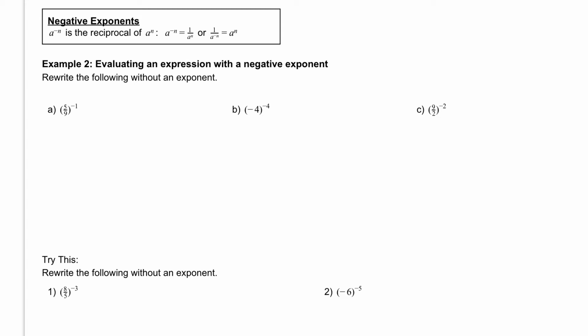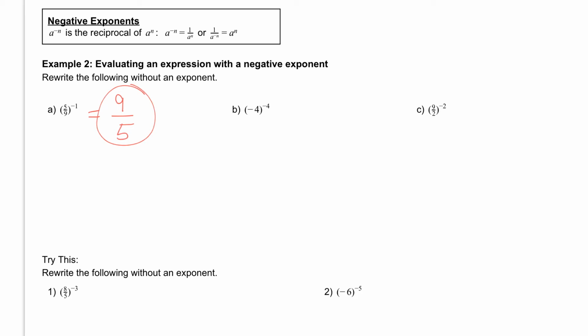So if we take a look at example 2 here, letter A, we have 5 over 9 to the negative 1. Remember, both of these, the 5 and the 9, are being raised to the negative 1. We need to make them positive, so everything's going to switch or take the reciprocal. So 5/9 raised to the negative 1 is just 9 over 5, the reciprocal.